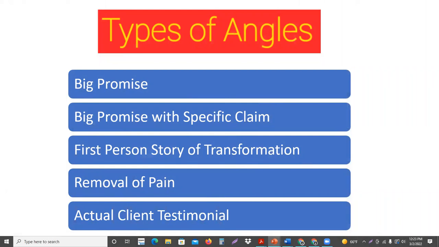People, when they're looking at things, no matter what type of marketing we're doing, you've got to come from an angle. What is your angle? An angle can't just be education. An angle has to be something that helps somebody understand why they would take the education, why they would meet with you. So is that just a big promise? Is that a big promise with a very specific claim, more detailed? Is that a first-person story of transformation? Whether that's you or somebody else, whether that's a removal of pain or an actual client testimonial.